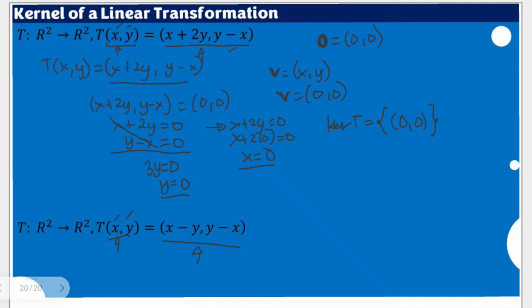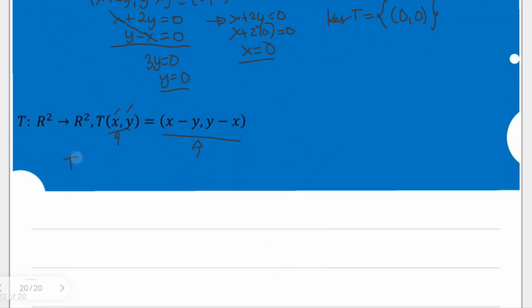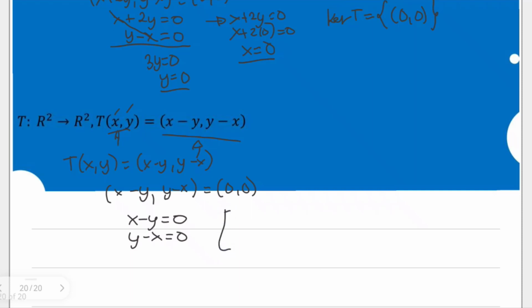Now for our second item, duplicating the process, we have the transformation of x and y equal to x minus y, y minus x, and that should be equal to a zero vector, still 0 0 because we are in R2. So our equations are: x minus y is 0, y minus x is 0. Of course, we cannot use the elimination method here because we get 0 on both sides. We have negative, negative, positive, negative. What we can do is use the augmented matrix. We have 1, negative 1, and negative 1, 1 here as well.